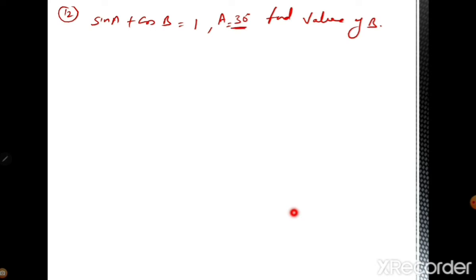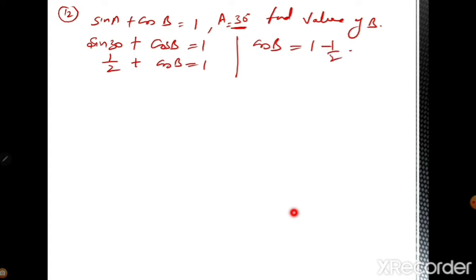Okay, so what is given? Your angle is given, 30. So we'll substitute angle 30. So we know that sin 30, cos B is not given. We have to find the value of B. So sin 30 is what? 1 by 2. So 1 by 2 plus cos B is 1. We'll shift 1 by 2 that side. So we'll get cos B is 1 minus 1 by 2. We'll take LCM. 2 minus 1, that is 1 by 2 again. So here cos B is 1 by 2.